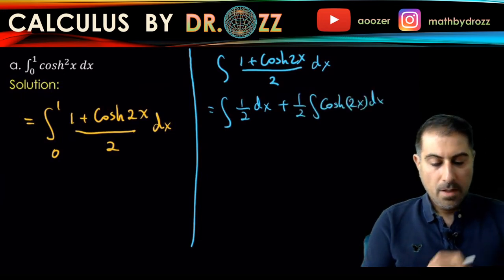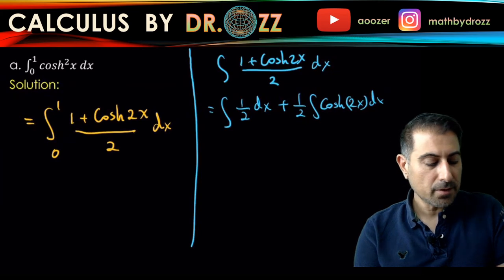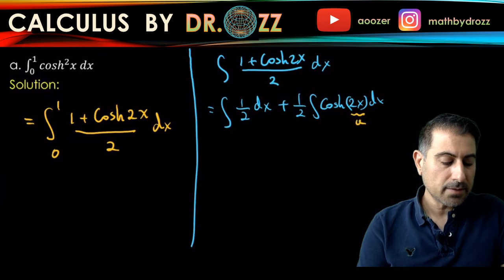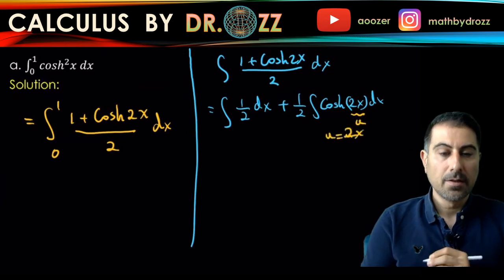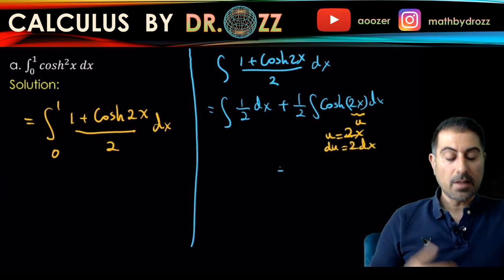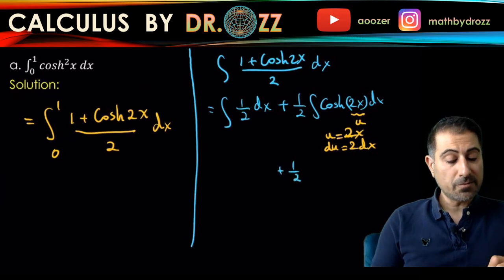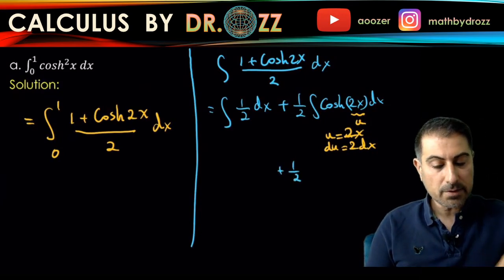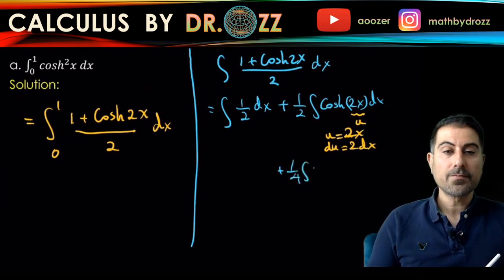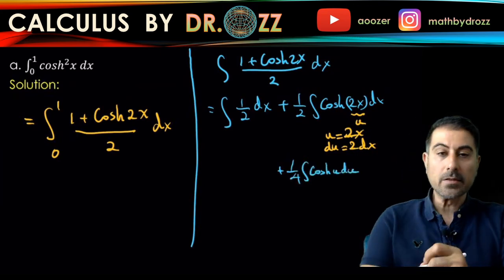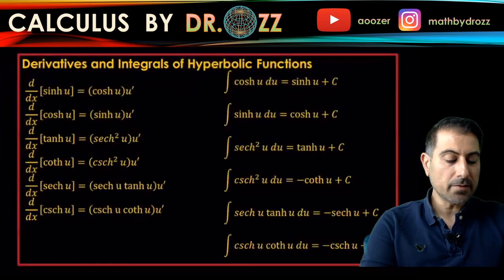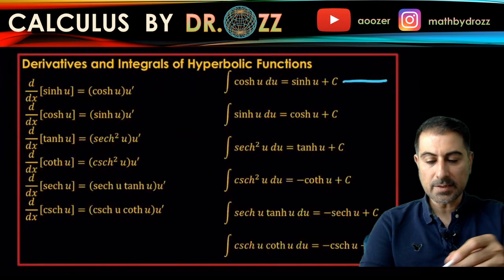All right, let's have a little u substitution here. Let's call this u, so that u equals 2x, du equals 2 dx. So this integral here is 1/2 plus, well, another 1/2 coming from dx, so that makes it 1/4 outside, times the integral of cosine hyperbolic u du. Let's see what the integral of cosine hyperbolic u is. That's sine hyperbolic u plus c.